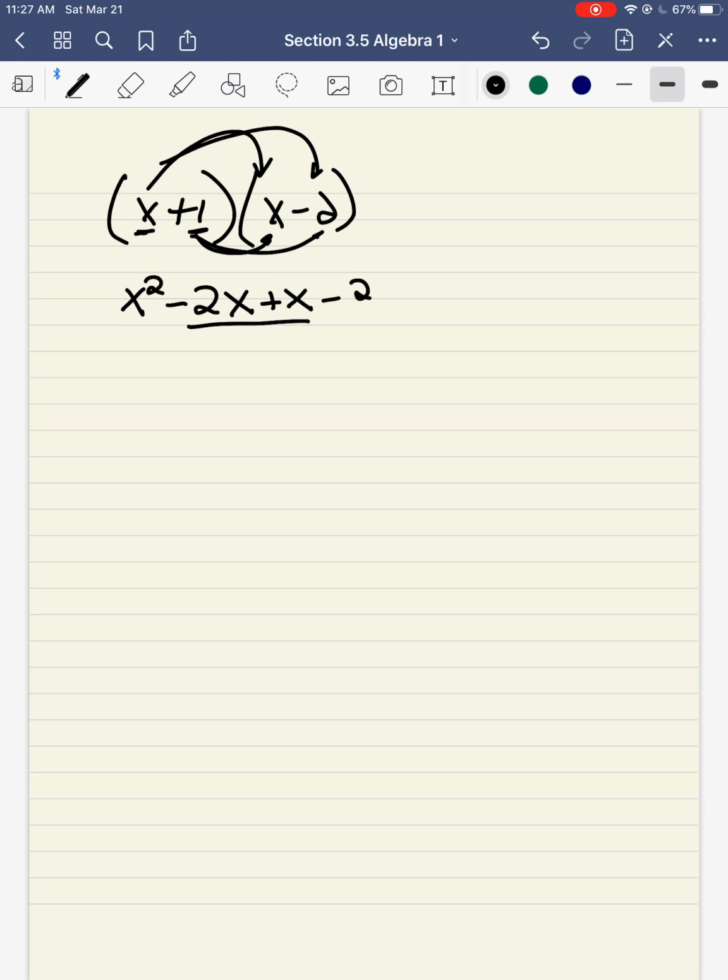After you're done, you will have terms to combine. If you do it in the order that I did it in, the two middle terms will always combine. So x squared minus 2x plus x is a minus x and a minus 2.